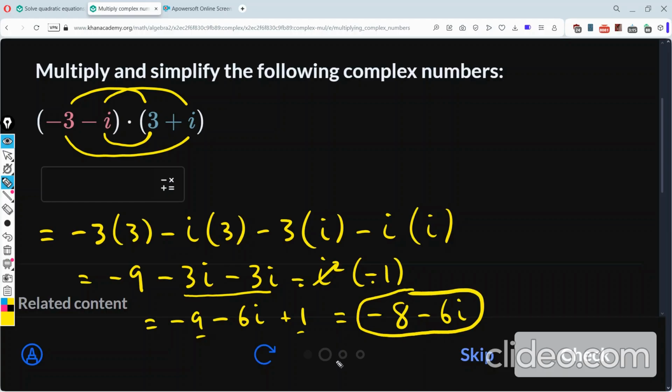All right, so you can use FOIL or distribute. FOIL is the same thing. It's just in a different order. It's still the same as distributing.